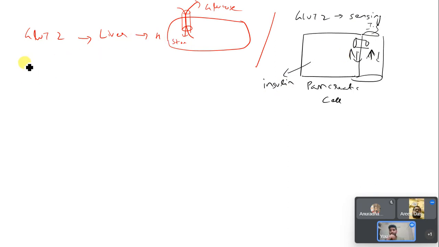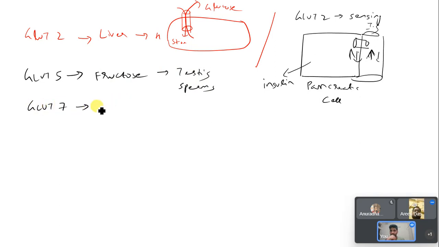Now we have covered GLUT 1, 2, 3, and 4. Now GLUT5. As I told you, this is special because it does not transfer glucose, it transfers fructose. It is present in our testes and sperms. And GLUT7 is present on the endoplasmic reticulum, where gluconeogenesis occurs. If in a cell gluconeogenesis is occurring, it is occurring at the site of the endoplasmic reticulum. Now this was the GLUT part.